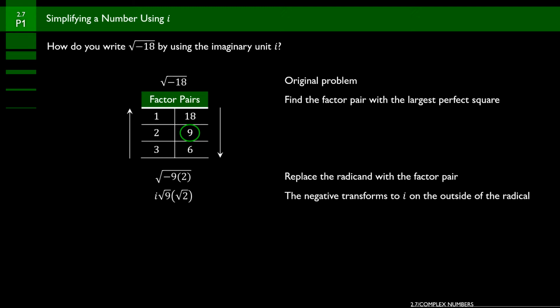So then remember that you can separate what's inside the radicand if you've got multiplication or division. And so that leaves us with i times the square root of 9 times the square root of 2. Well, what's the square root of 9? It's 3. So then we place the 3 in front of the i, and we get 3i square root of 2. The radicand can't be broken down any further, so that is our solution.